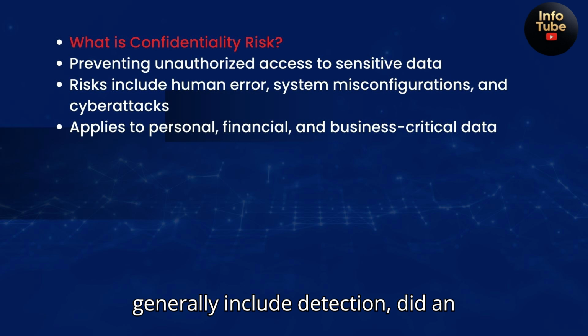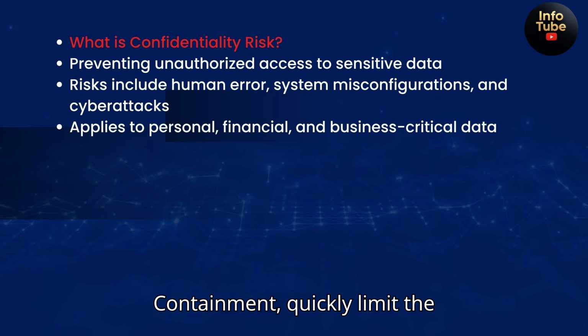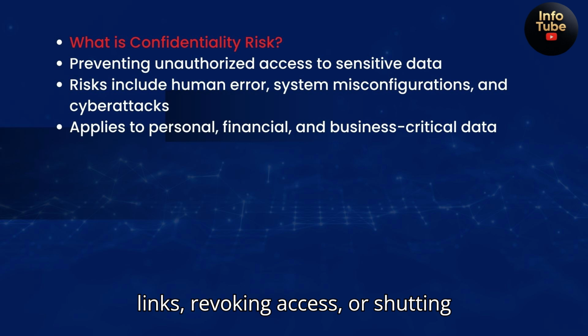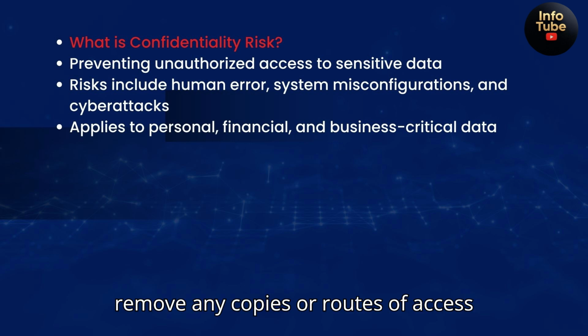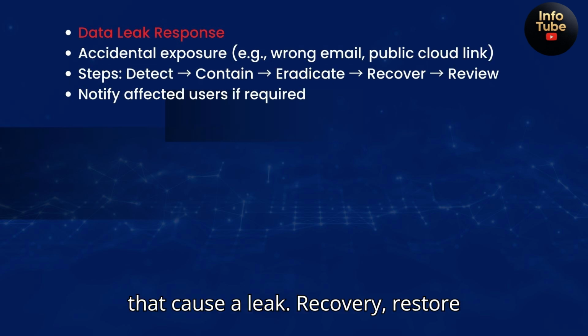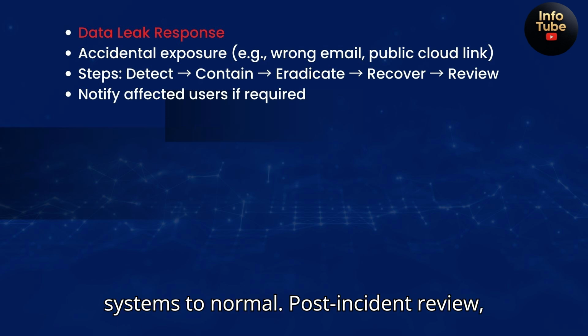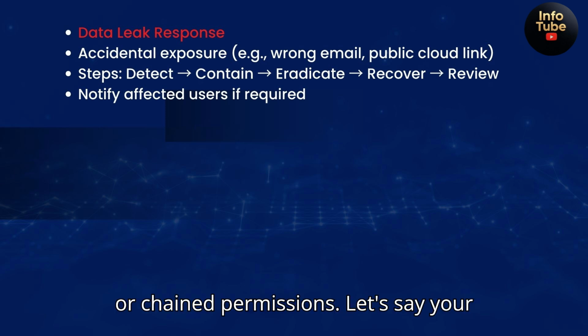The steps generally include detection. Did an internal alert or an employee notice it? Containment. Quickly limit the exposure. This could mean disabling links, revoking access, or shutting down a compromised server. Eradication. Remove any copies or routes of access that cause a leak. Recovery. Restore data from backups if needed and return systems to normal. Post-incident review. Learn from the mistake, update training, or change permissions.